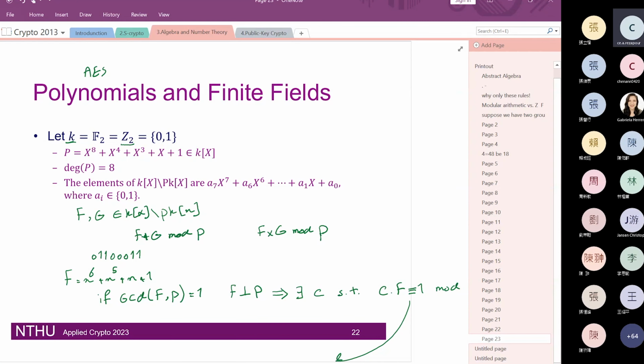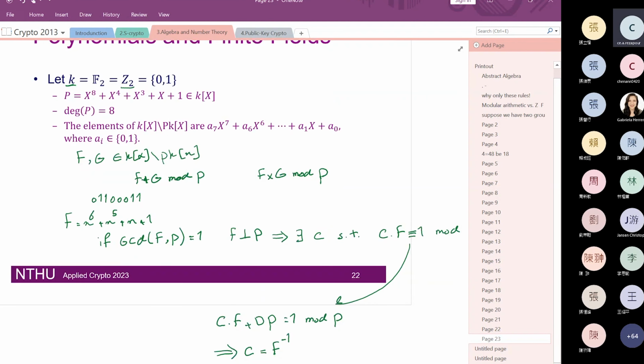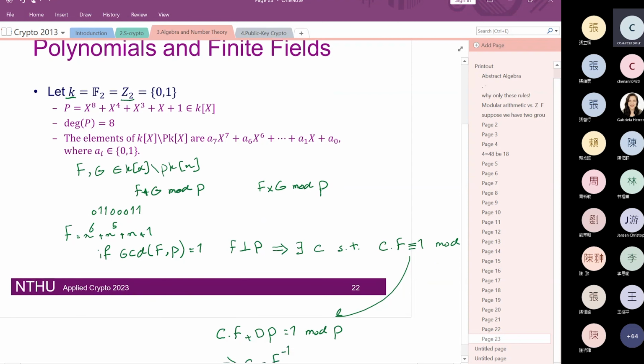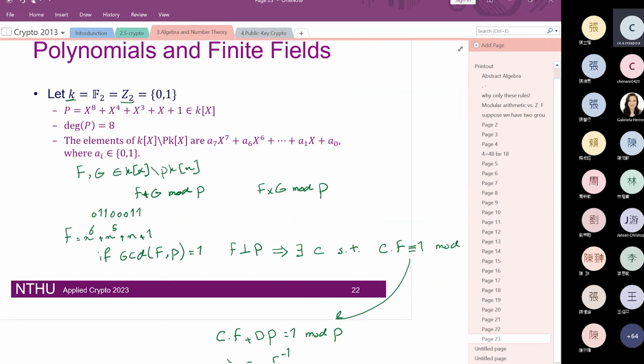Let me give you an example over here. I hope this becomes more understandable because it's very abstract so far. I don't expect you guys to totally grasp what is going on here. What we want to do is find the multiplicative inverse of this polynomial f, which is x^6 + x^5 + x + 1, and our primitive, irreducible polynomial P is x^8 + x^4 + x^3 + x + 1. So let's see how we do so.